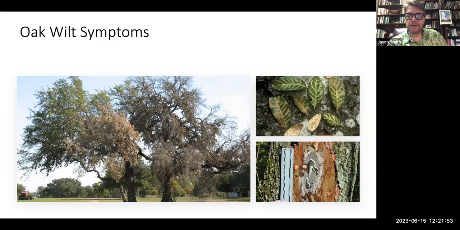The fungus then gets into the vascular system. It causes the wilt, and then it can move from one tree to another by root grafts. And so you get these large patches of trees that will wilt and die.